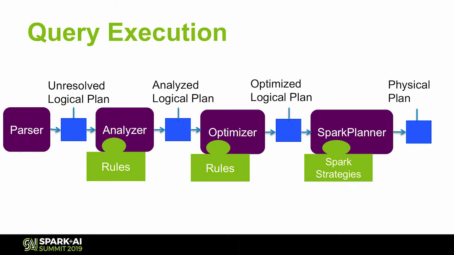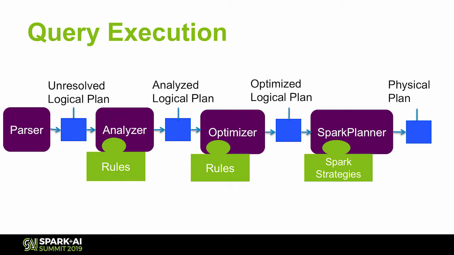The optimizer also works on rules, so you have query rewrite rules in the optimizer. What it does is it takes a query plan, and it will generate a semantically equivalent query plan for better performance. So you have rules like column pruning, predicate pushdown, constant folding, and lots of different query rewrite rules in the optimizer. So once the optimizer runs through all the rules, then you have an optimized logical plan.